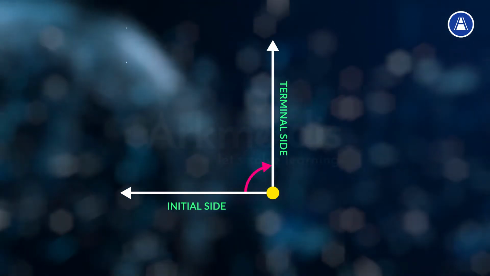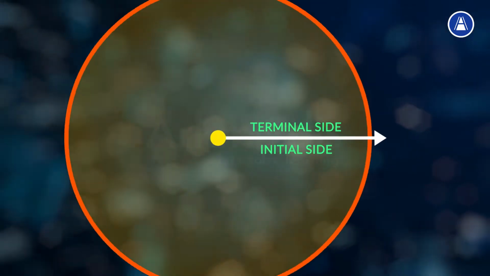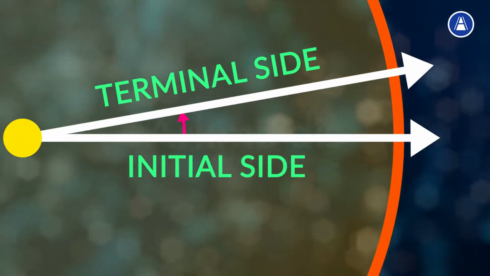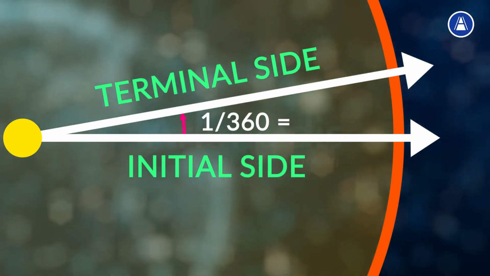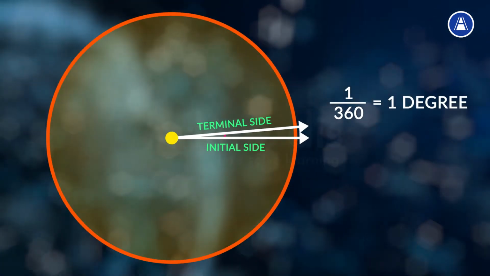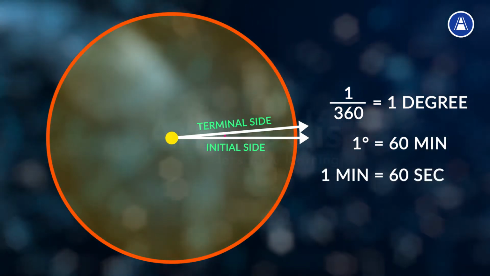Yes, there are several units for measuring angles. The first is the degree measure. If the rotation from the initial side to the terminal side is 1/360th of the revolution, the angle is said to have a measure of 1 degree. Further, 1 degree is divided into 60 minutes and a minute is divided into 60 seconds.